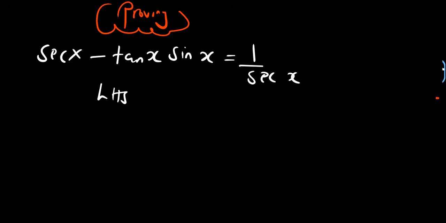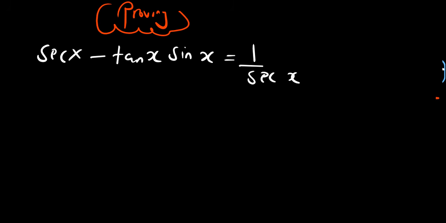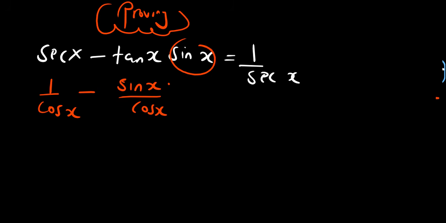In this case, always choose the side that you can easily simplify. It will be very hard for us to move from this side to that side, but it is very easy for us to go from this side to find that. So how are you going to solve? You know that sec x is the opposite of cos, right? So it is 1 over cos x minus, now tan we've said is just the same as sine over cos, so this will be sine x over cos x. Now it's multiplying by sine x, so you write your sine x as well.